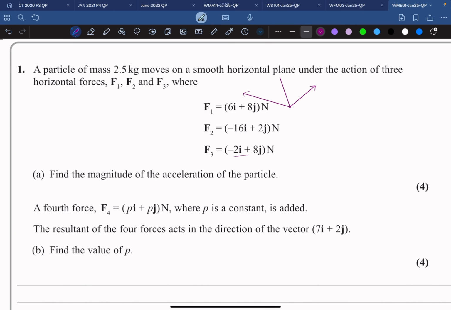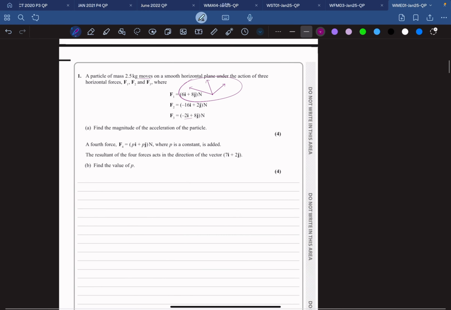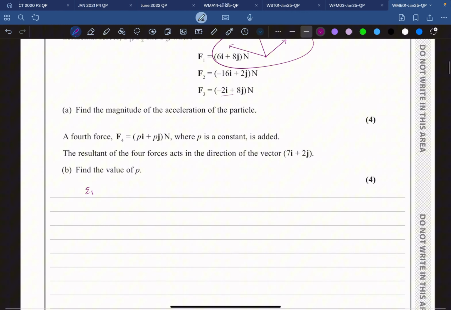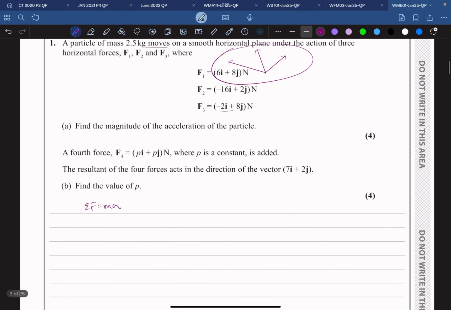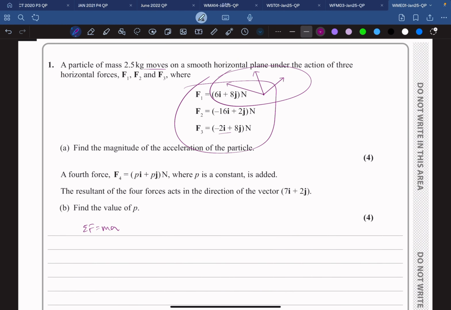Okay? Now, all these forces will create a resultant force, which is why it says that a particle of this mass moves on a smooth horizontal plane. This can only move if there is a resultant force, and we have to find the magnitude of the acceleration of the particle. So if it has a resultant force, of course it has an acceleration. How do we do that? Well, we can just use Newton's second law here, that is resultant force is equal to ma. Resultant force is just going to be the addition of all these vectors. When you have forces in vectors, you just add them all up straight up.